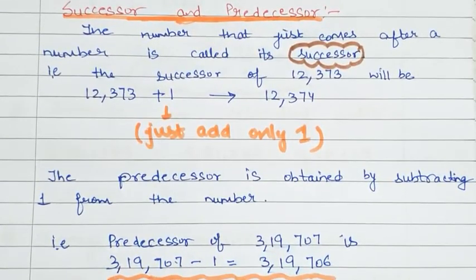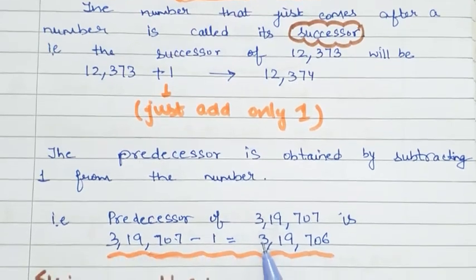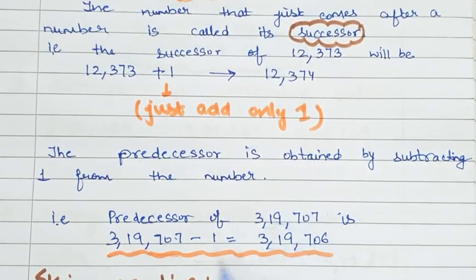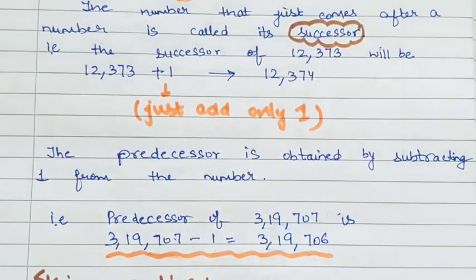Now next is predecessor. Predecessor is obtained by subtracting 1. So listen, successor we got by adding 1 and predecessor we got by subtracting 1. So if we have to find the predecessor of this number, what we will do? We will subtract 1 from it.